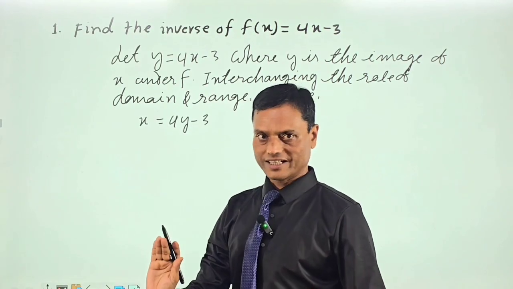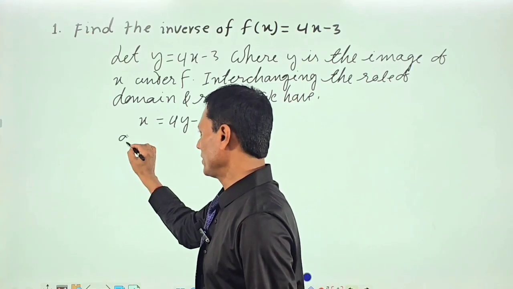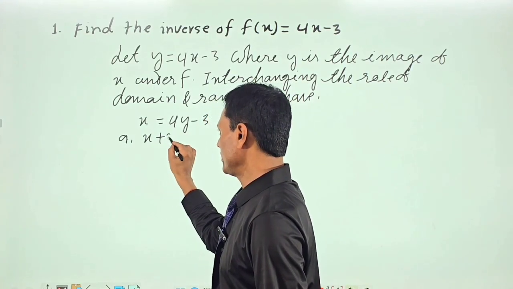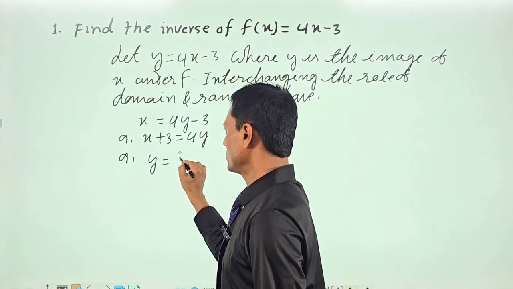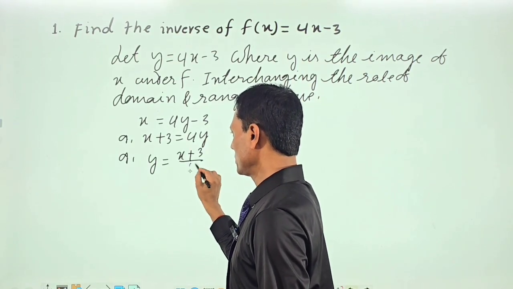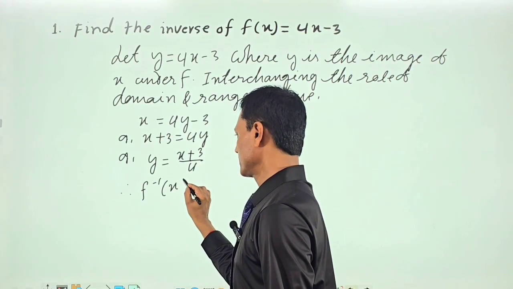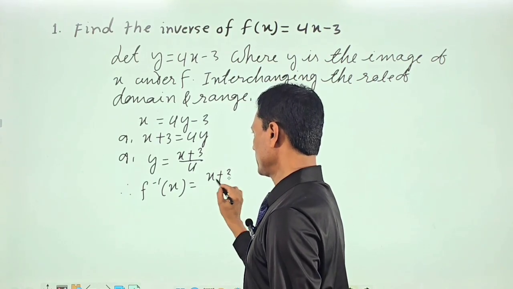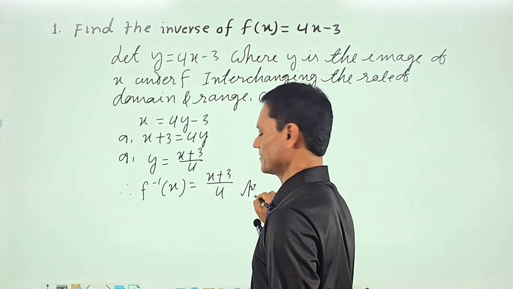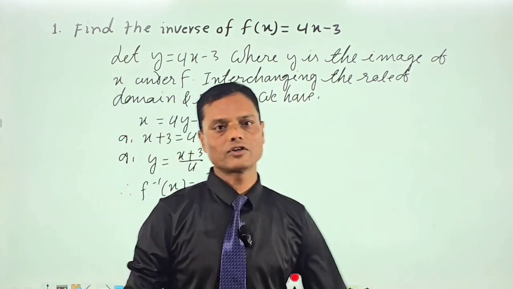That's clear? Now we are going to solve it for y. So we can write x plus 3 equals 4y, or y equals (x plus 3) by 4. Therefore, f inverse of x equals (x plus 3) by 4. That's the answer. We have just found the inverse of the given function.